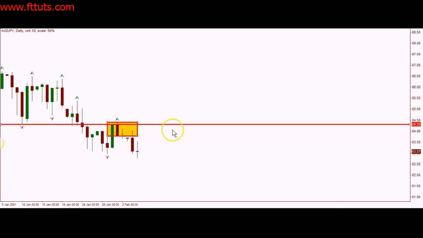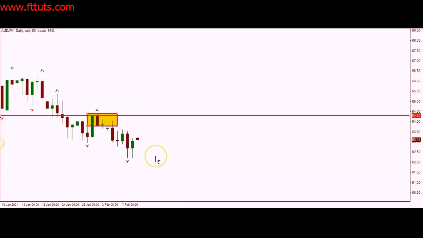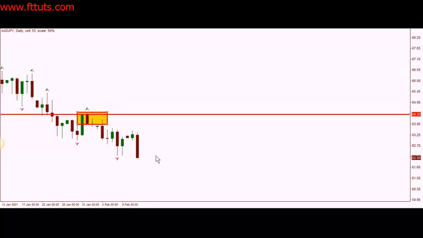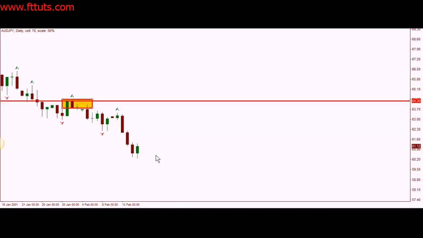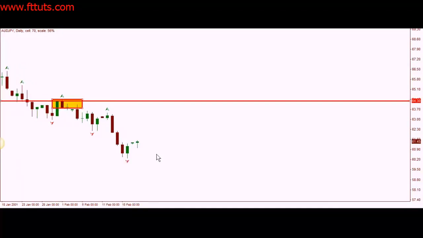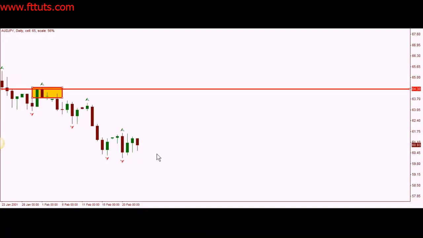My risk reward is going to be really great with these kinds of trades, because you could see my risk wasn't that big, and I've already matched my risk. And then the market continues to go to the downside, and you can see how this trade worked out. This trade really worked out nicely.